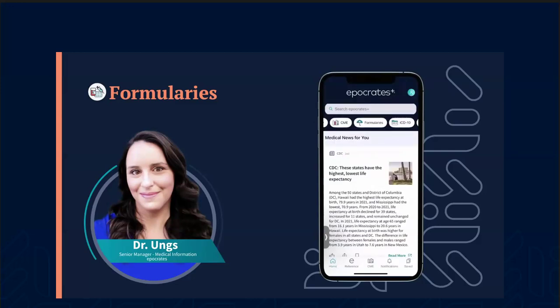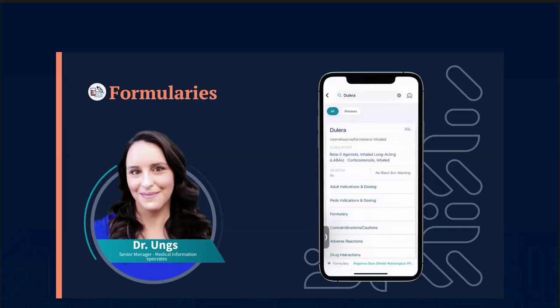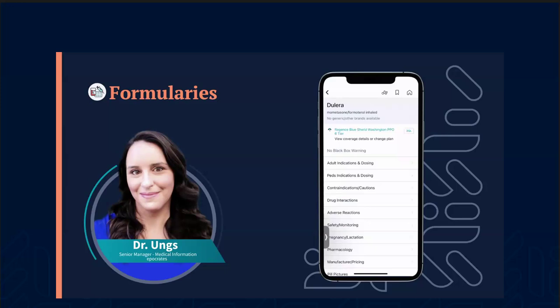To view the insurance coverage for a specific drug, we need to go to a drug topic. Let's look up the drug that the patient is taking, Dulera. We can type the name in the search bar and navigate to that drug topic. To find insurance coverage information, tap the insurance plan name displayed at the top of the screen in blue.